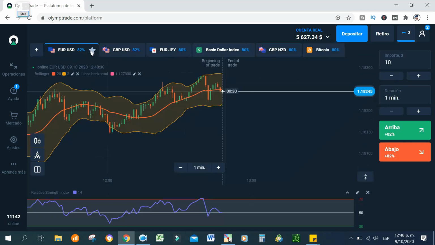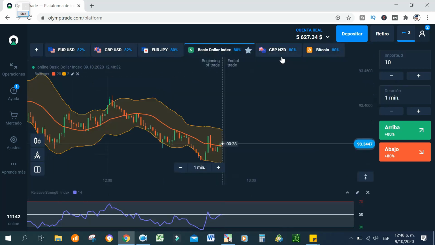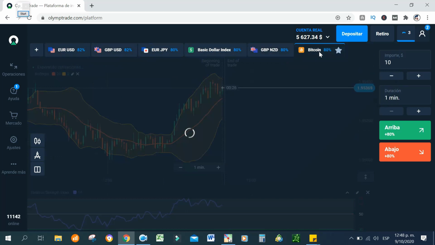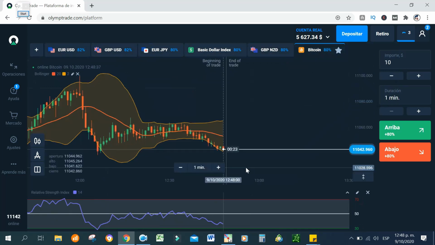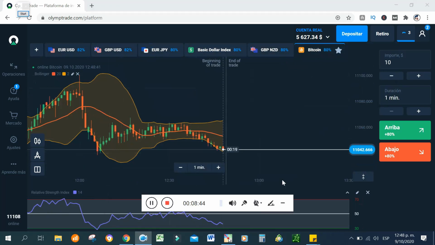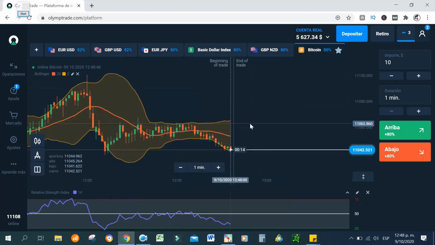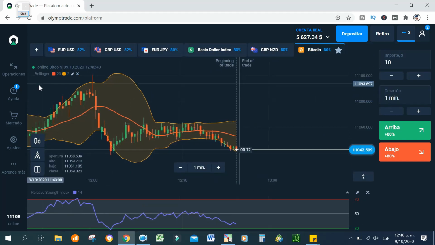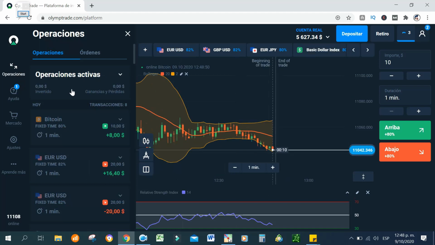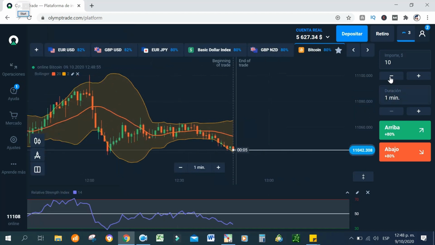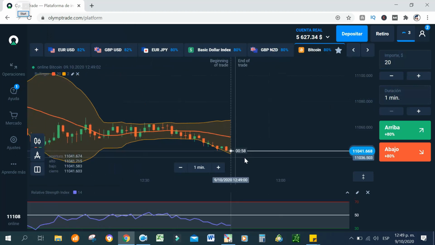Let's see the other pairs to see if we have another opportunity. Otherwise, the hour is not very good. I think I will leave it for today. But it's okay. Let's see if Bitcoin gives us an opportunity. Another opportunity, as I told you. It could get, yeah.